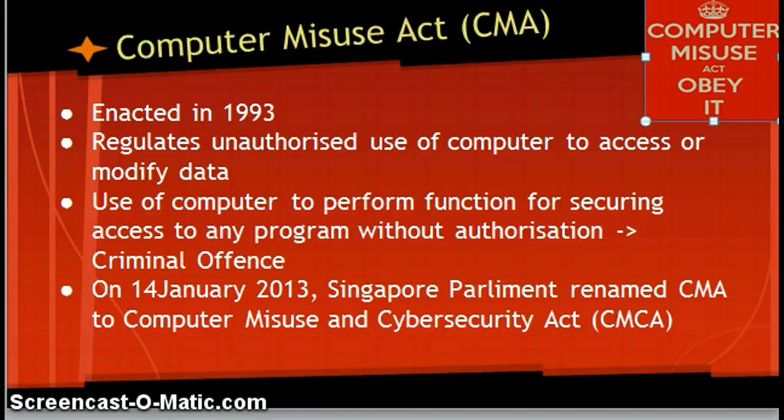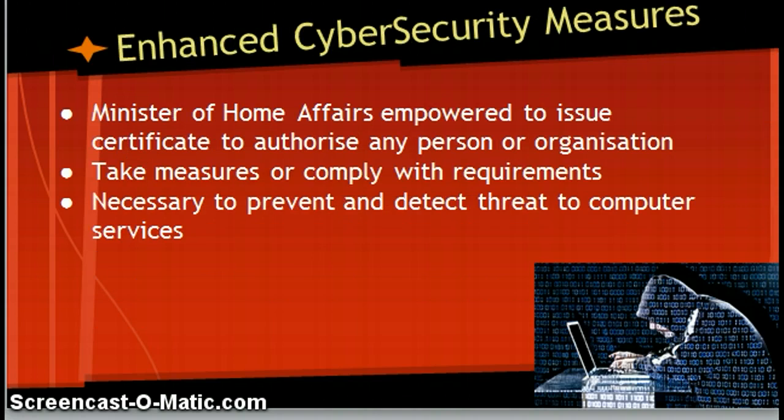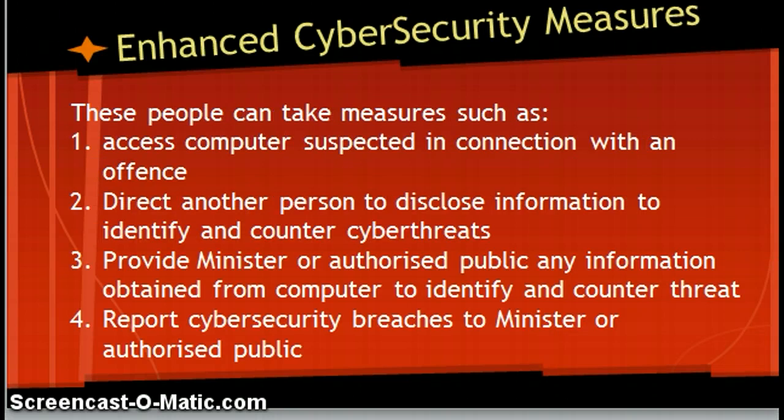On 14 January 2013, the Singapore Parliament renamed CMA, which is Computer Misuse Act, to CMCA, which is Computer Misuse and Cyber Security Act. Basically, the Minister of Home Affairs issues certificates to authorize any person or organization. This person can take measures or comply with these requirements, and it is necessary to prevent and detect threat to computer service. In this slide, you can see what these people or organizations can do.